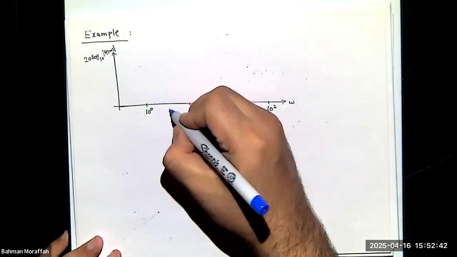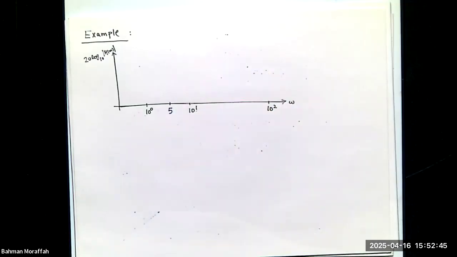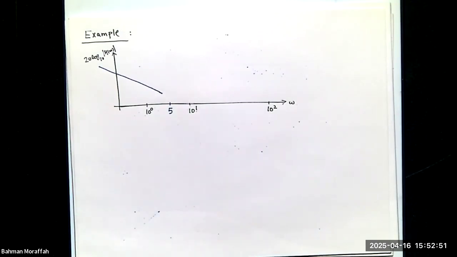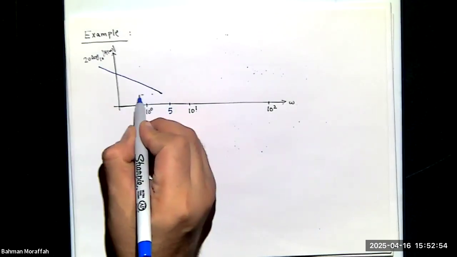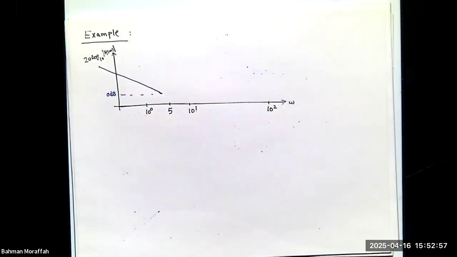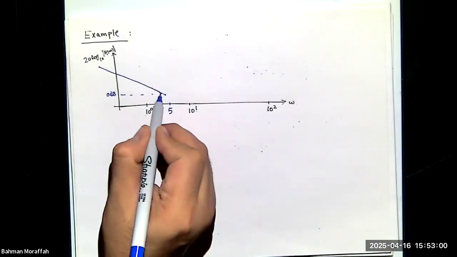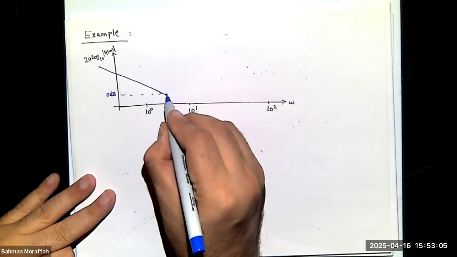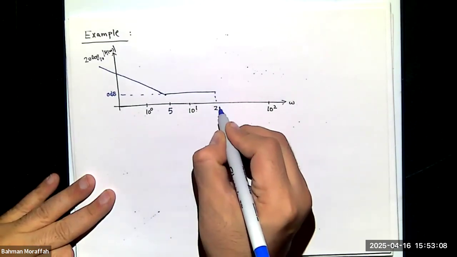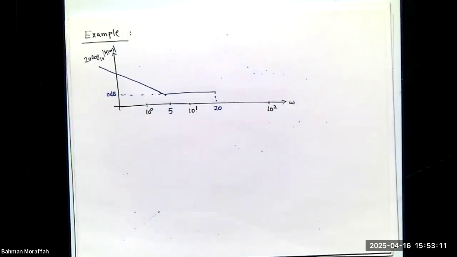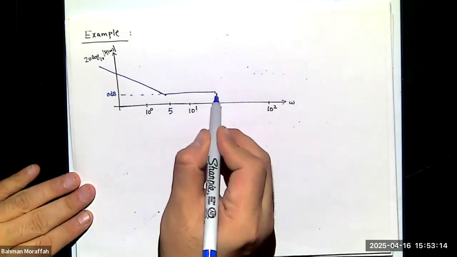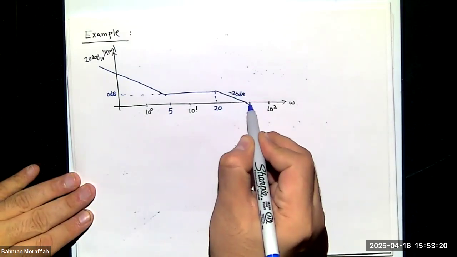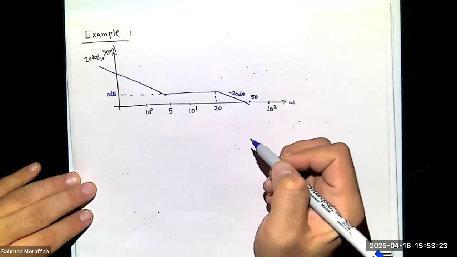I have 5 over here, which I know I'm going to go down all the way here. Right? And this point corresponds to 0 dB. And then I have 0 slope till this point 20. Then I'm going to go down by 20 till I hit this point 50.